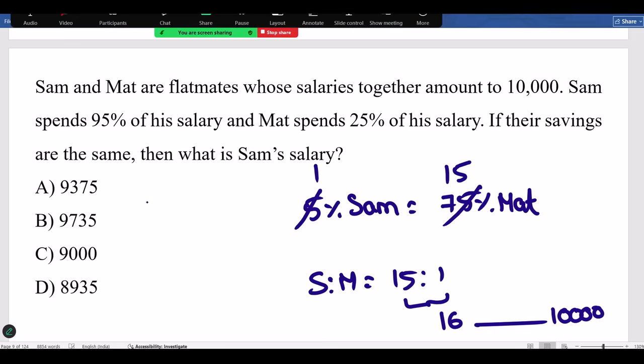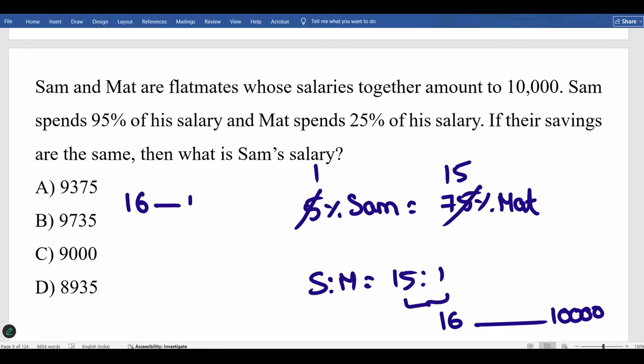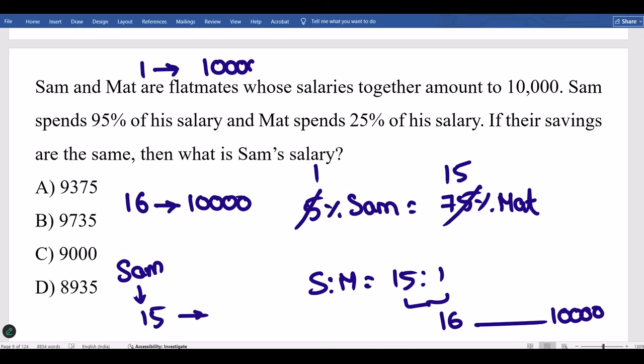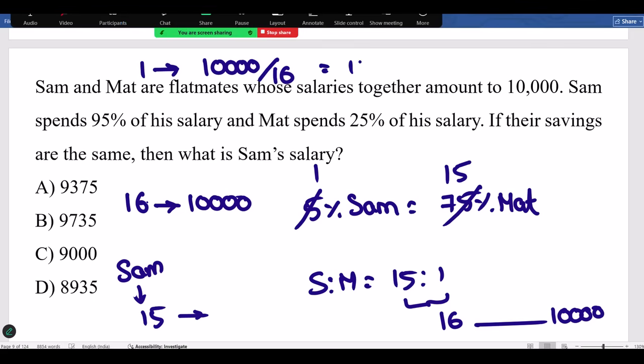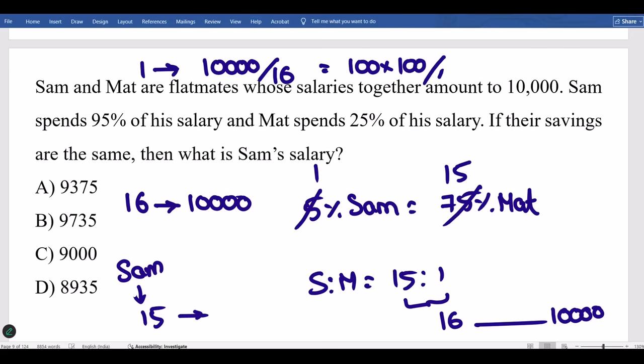When 16 represents 10,000, what does 15 represent is the question. Sam is nothing but 15. If you know one value, then you can calculate. When 16 represents 10,000, 1 is nothing but 10,000 divided by 16, which is 100 into 100 divided by 4 into 4, 25 into 25, 625 will come. So 15 into 625, 9,375 is Sam's salary. 9,375 is Sam's salary. This is how you can handle percentages.